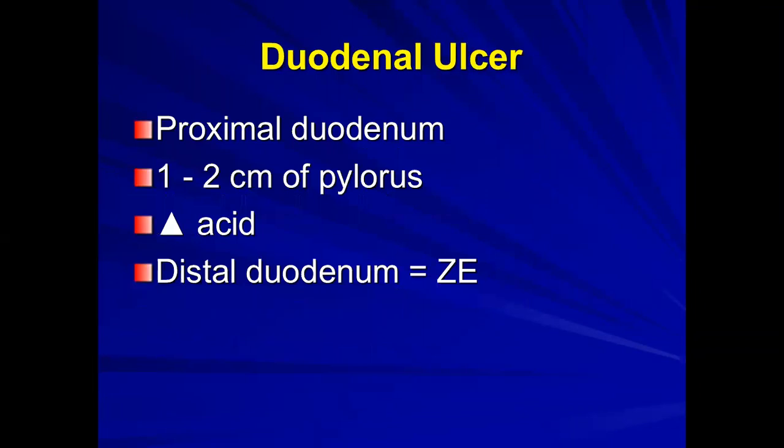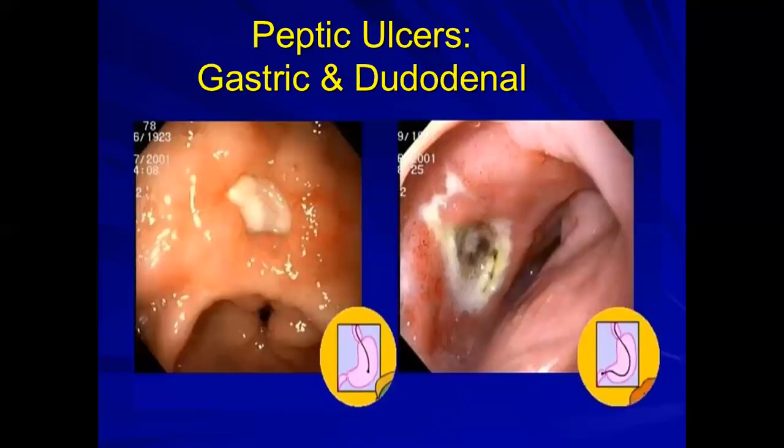So duodenal ulcer usually occurs in the proximal duodenum, 1 to 2 centimeters from the pylorus. It is associated with an increase in acid production. And if you find duodenal ulcers in the distal duodenum, the cause may be Zollinger-Ellison syndrome.